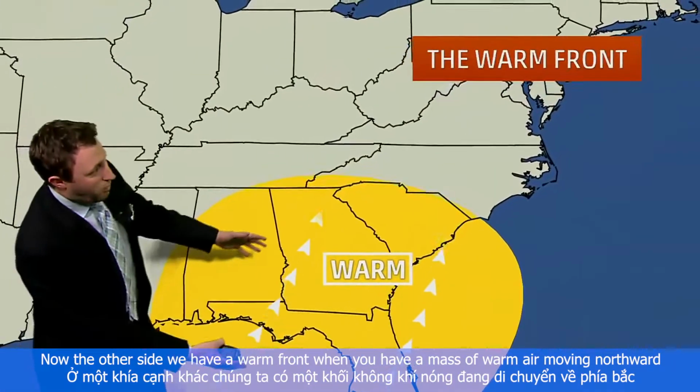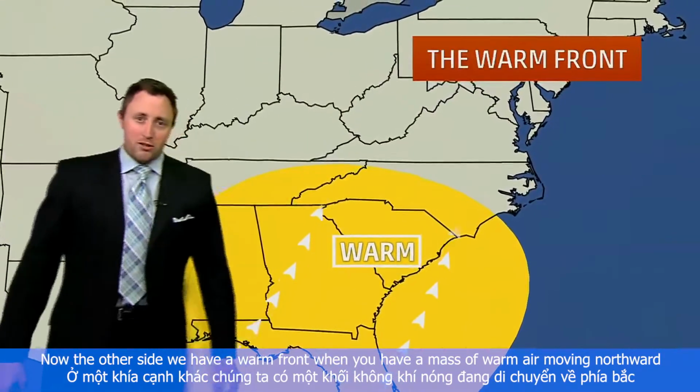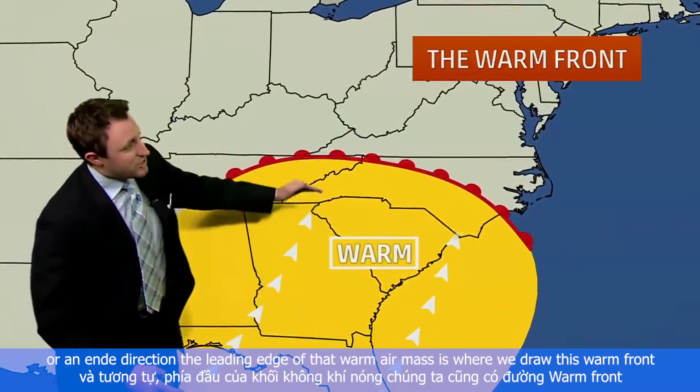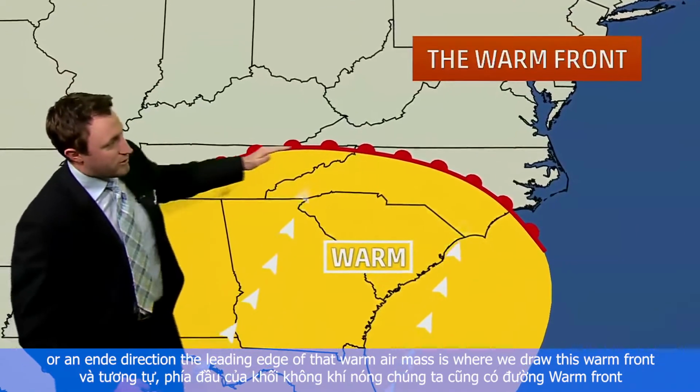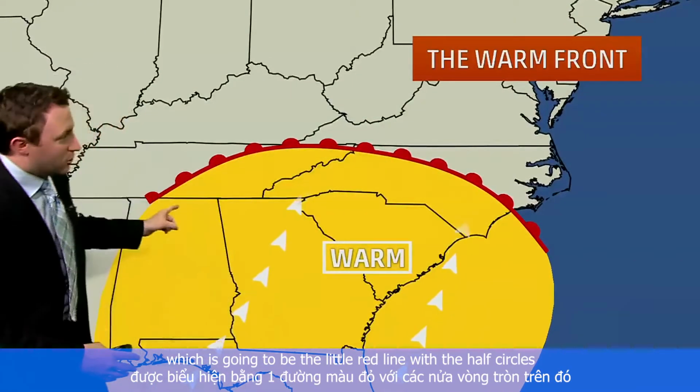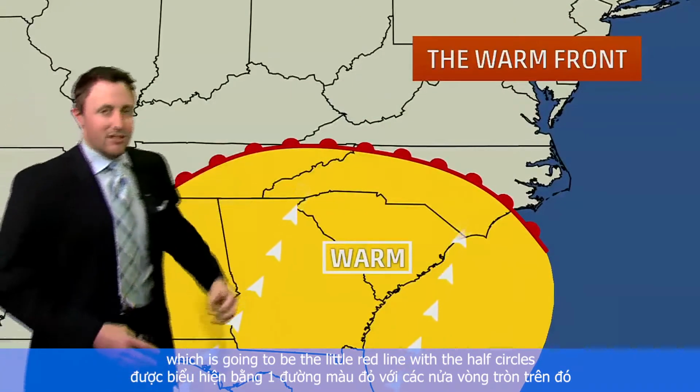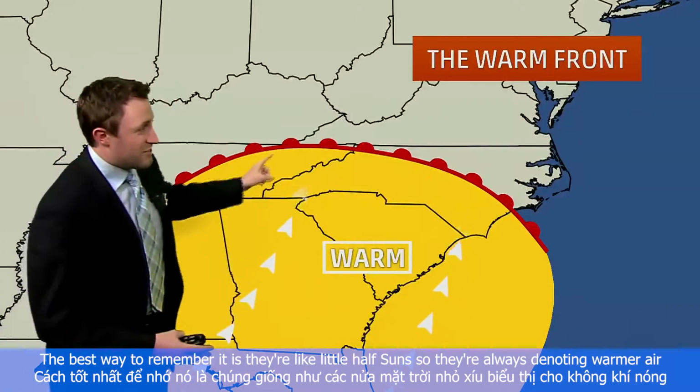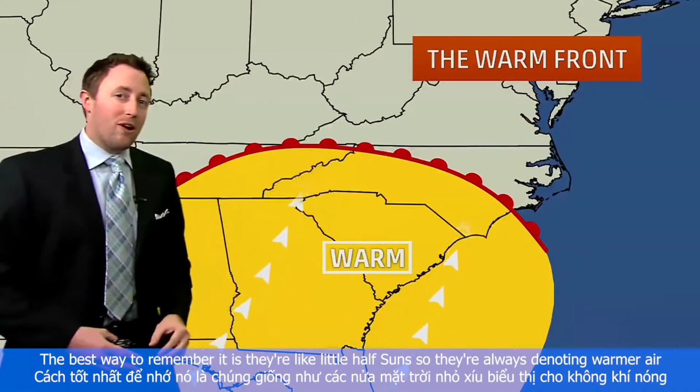When you have a mass of warm air moving northward, or in any direction, the leading edge of that warm air mass is where we draw this warm front, which is going to be the little red line with the half circles. The best way to remember it is they're like little half suns, so they're always denoting warmer air.